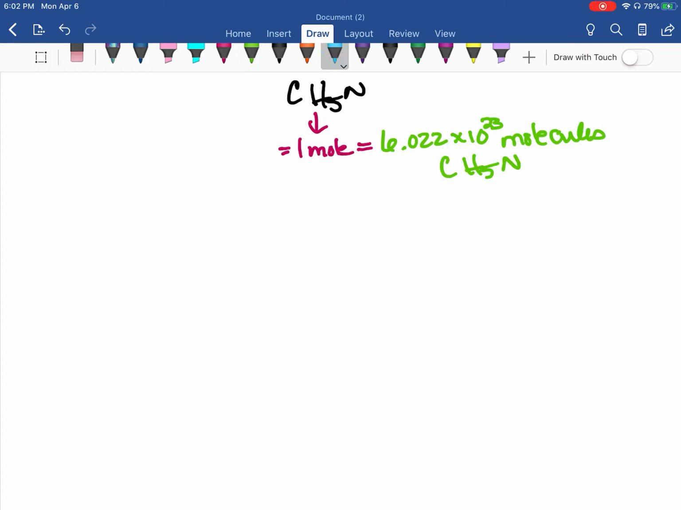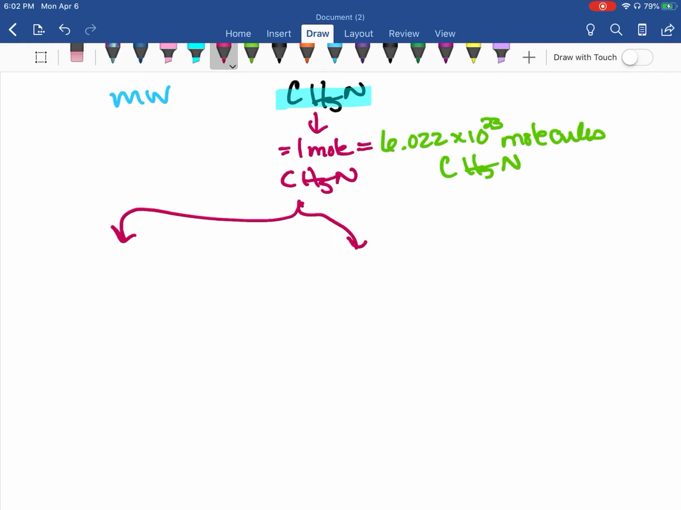And then how much does that weigh? Well, hang on a second. This is not just an element, this is a whole molecule. So how much does this weigh? We need a molecular weight. We need to add that whole thing up. So that means we need to figure out what's in it. So let's take our mole of CH5N and let's break it apart.